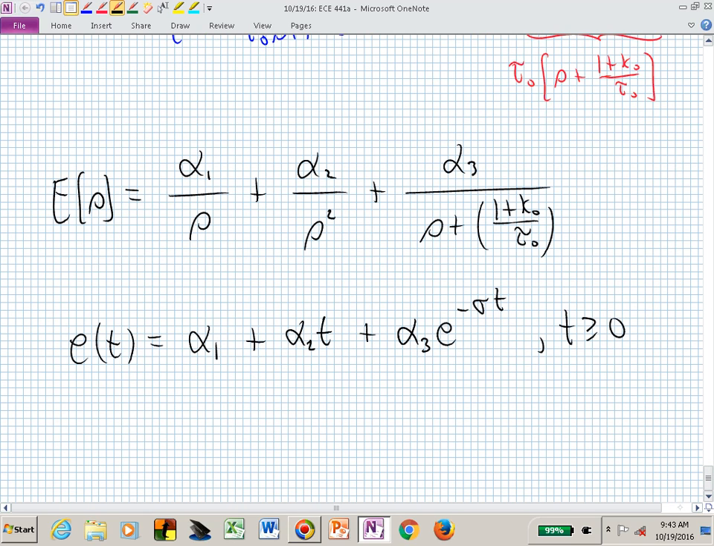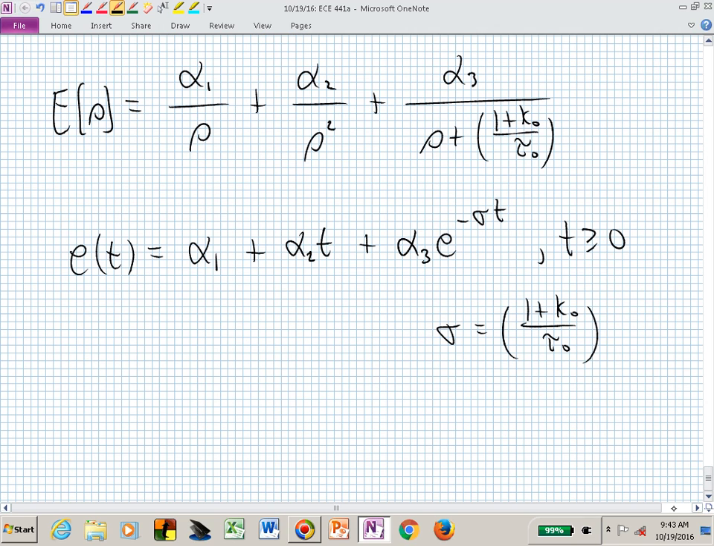I just cleaned that up a little bit, didn't I? I just made sigma equal to 1 plus K sub 0 over tau sub 0. I wasn't showing my work, but I did after I wrote that down. I just jumped to the answer.